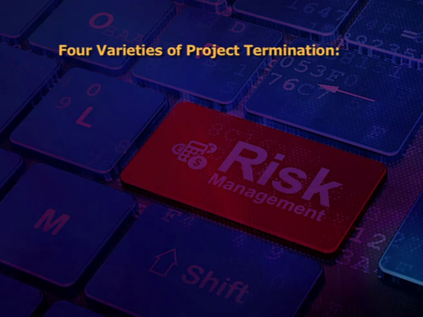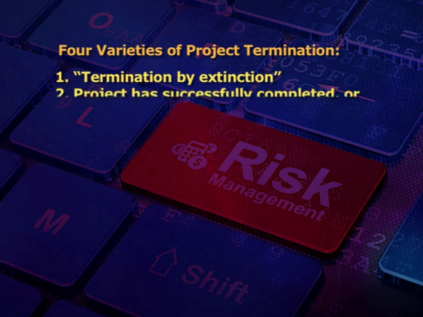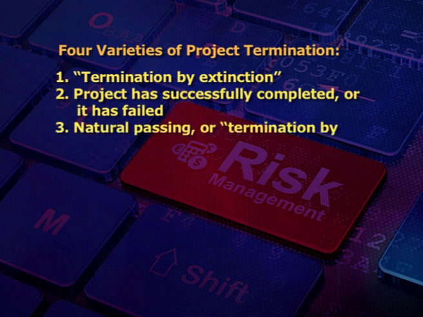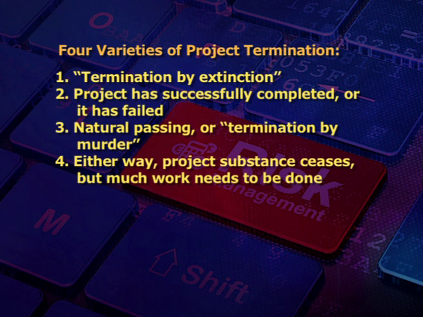The four varieties of project termination. Termination by extinction, where the project has successfully completed or it has failed. Natural passing or termination by murder. Either way, project substance ceases, but much work needs to be done.